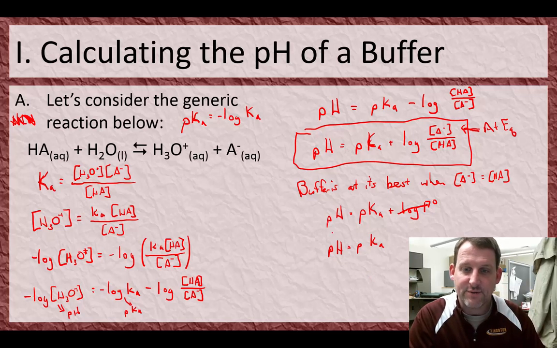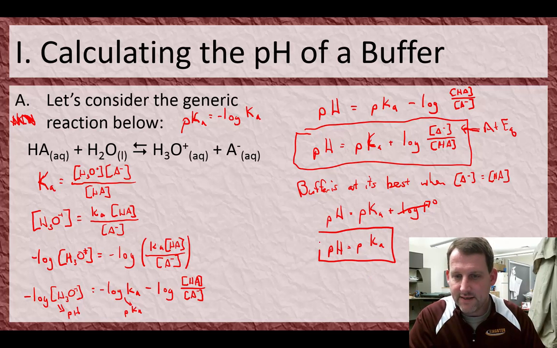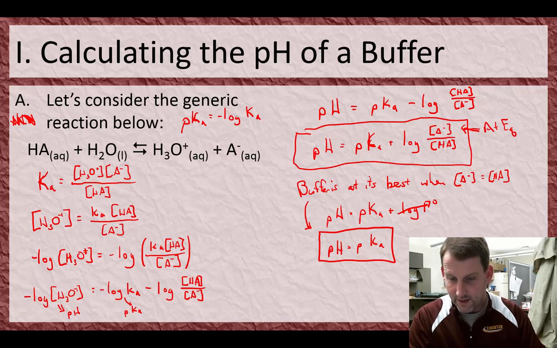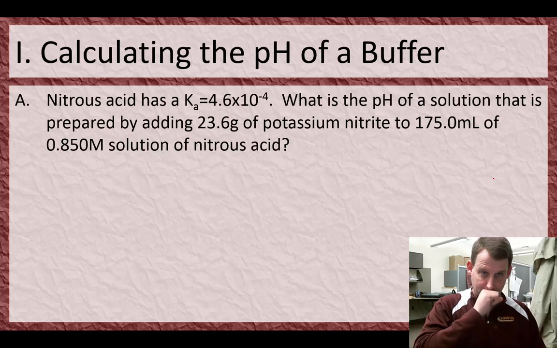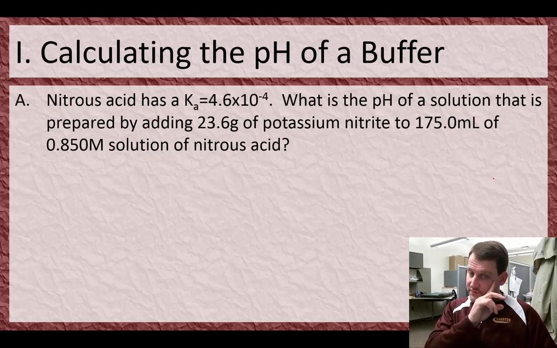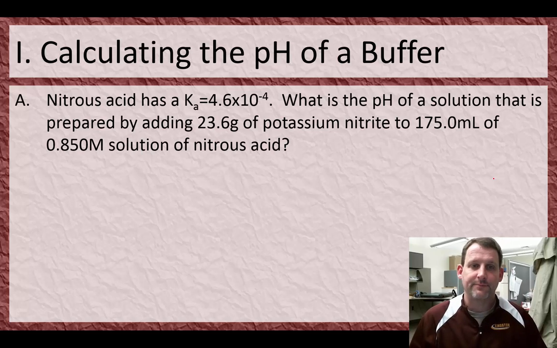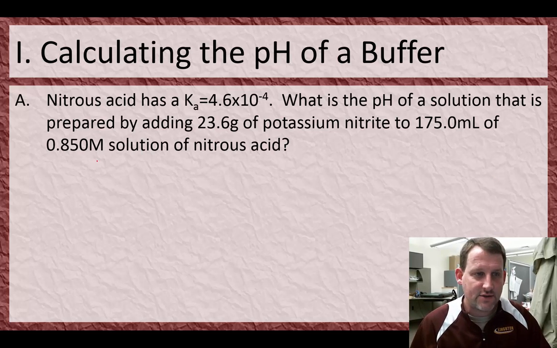All right, let's do some practice now. This is a key thing here, and that's only when it's at its best, when A minus is equal to HA. So first of all, let's figure out how to calculate the pH of this solution. So what we start with here is nitrous acid. So I'm just going to write this out.